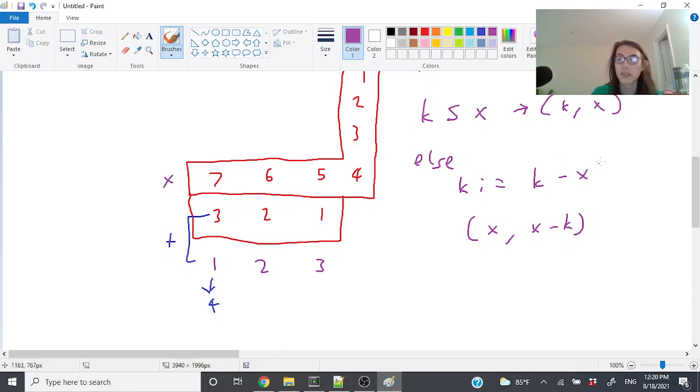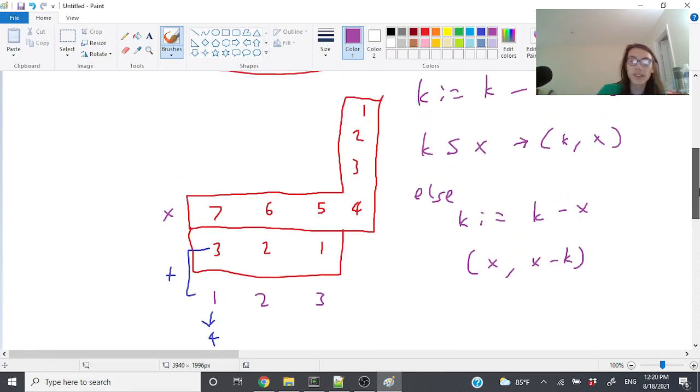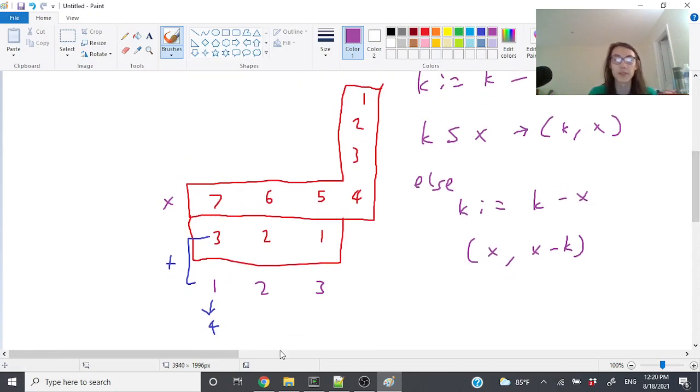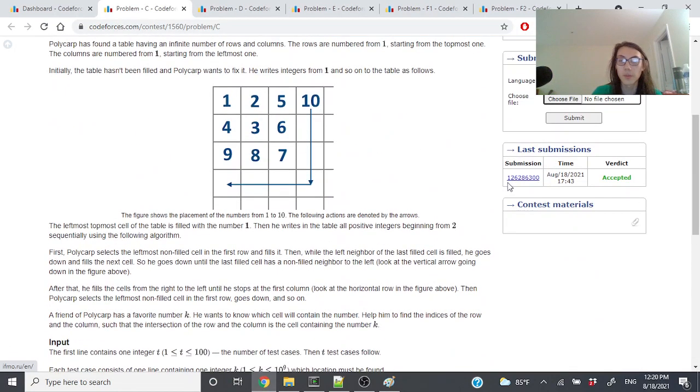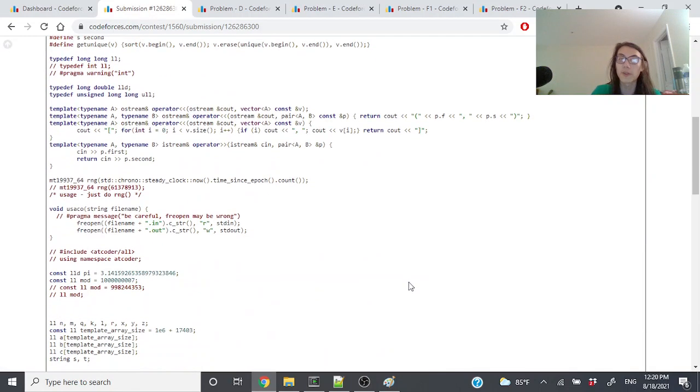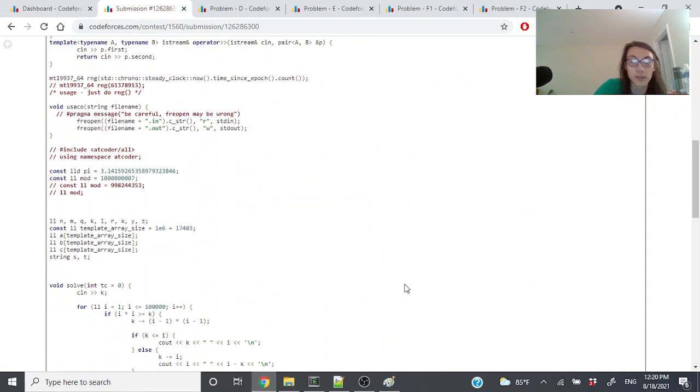And that's basically it. So if you're worried about indexing, which is reasonable, like I am too, it helps to just work out small examples and then find the pattern from there. And then you can check your formula on the small examples and make sure that it's right.